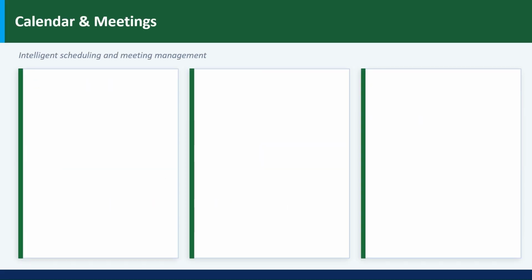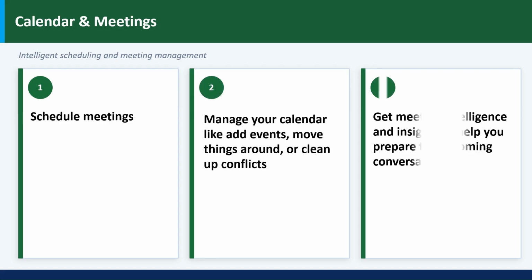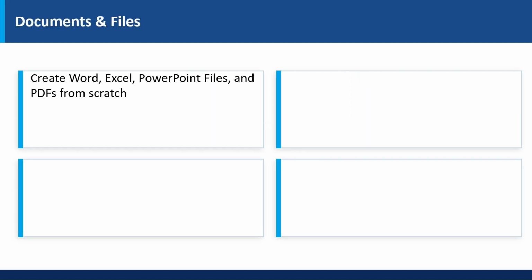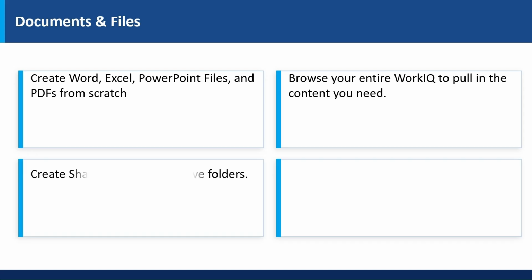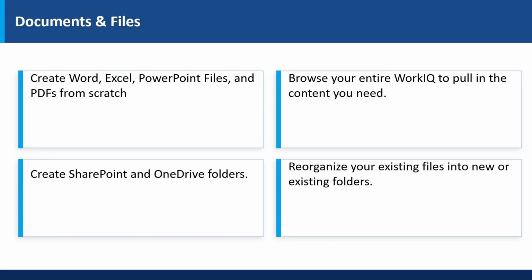It can help in calendar and meetings: schedule meetings, manage your calendar entirely, and get meeting intelligence and insights to prepare for upcoming conversations. It can also help in documents and files for SharePoint and OneDrive. You can refer to your Work IQ items in a prompt. It can manage your SharePoint and OneDrive folders. It can reorganize your files and do so many things with your M365 content.